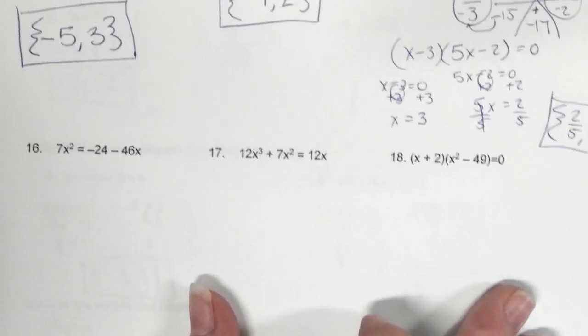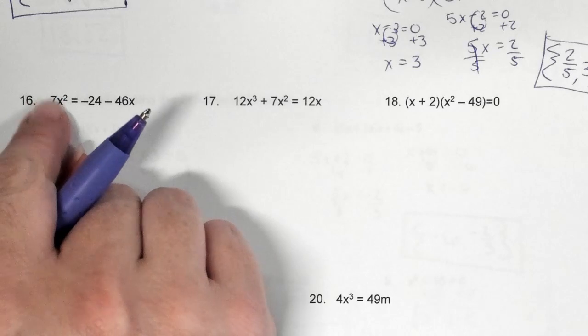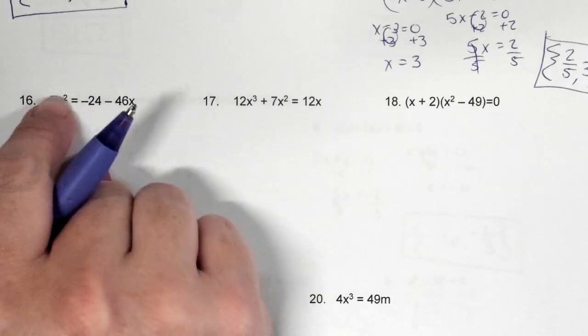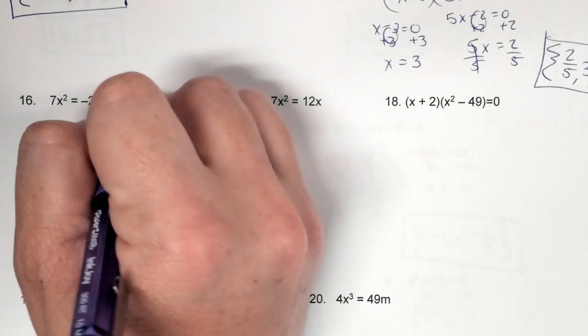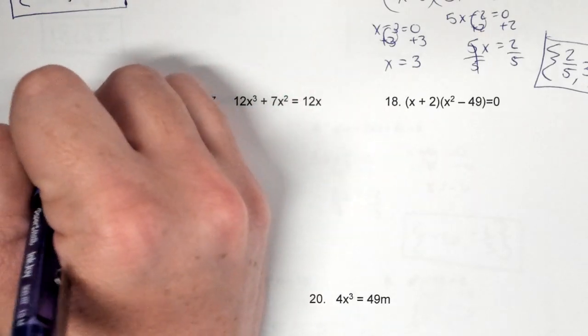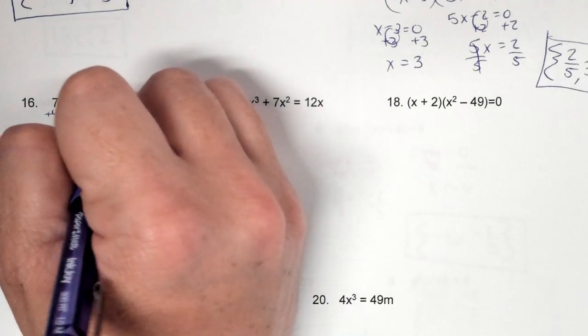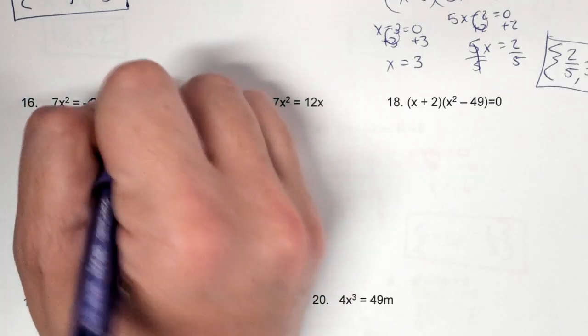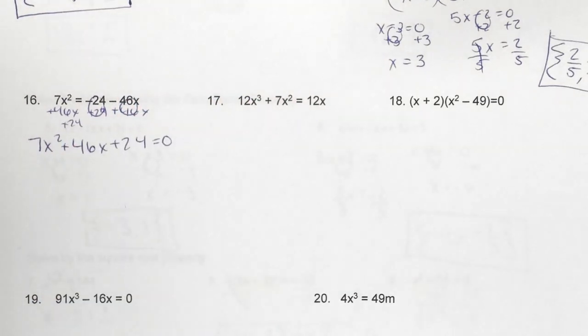Okay, look at number 16. Now on number 16, I want you to realize that I don't want a negative a by moving that over. So I'm going to move the c and the b. So I get 7x squared. I'm going to add 46x to both sides, and add 24 to both sides. So those both became positive instead.